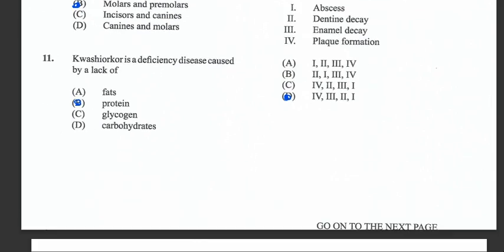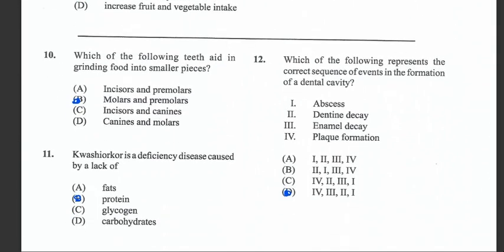Number 11. So we're talking about kwashiorkor, right? Kwashiorkor is a deficiency disease caused by a lack of, and when you're talking about kwashiorkor, we are talking about protein. Persons who lack protein have different types of deficiency disease. All right. So the answer here for number 11 would be B, protein. Good. So in the person with kwashiorkor, we are talking about protein.